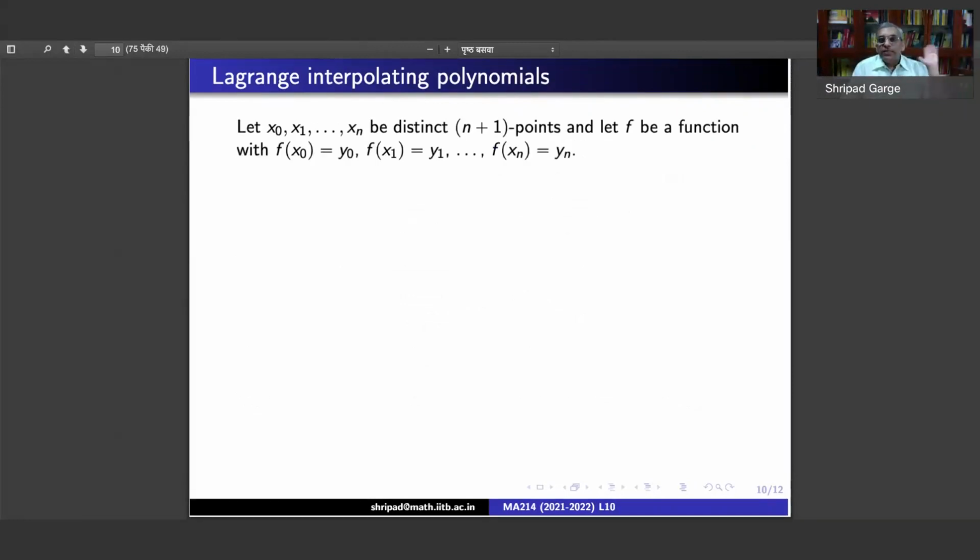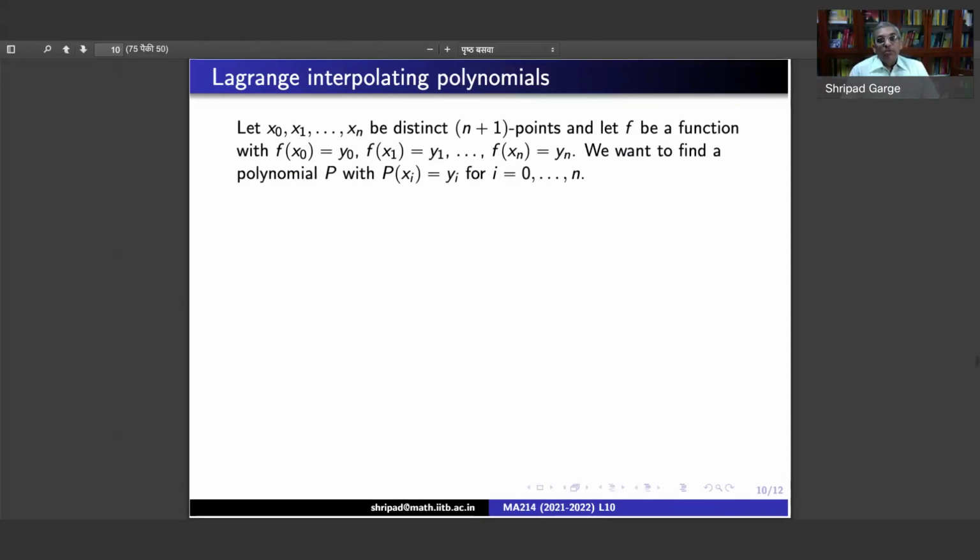And suppose there is a function defined in some way which takes the value y0 on x0, y1 on x1, dot dot dot, yn on xn. Okay, so we have distinct n plus 1 points and we have been given their values. The values can be the same. We have no worry with that. Actually, we are not going to worry about these values at all. We will want the points to be distinct. So there are these n plus 1 distinct points and then there are these values.